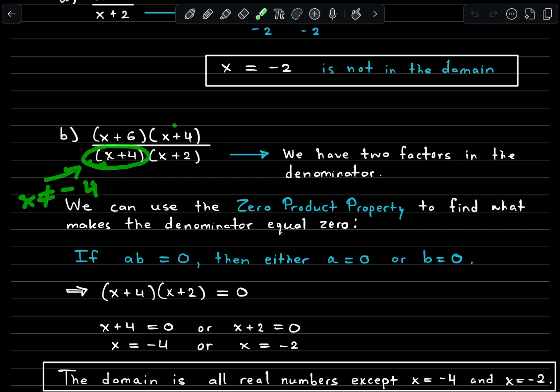So just be careful of that. You don't want to accidentally cancel out one of these factors when you're thinking about domain specifically. Okay, so we want to make sure we're understanding what those problematic values are. Don't just cancel it out and think that x cannot be negative 2. It also cannot be negative 4 in the original function.